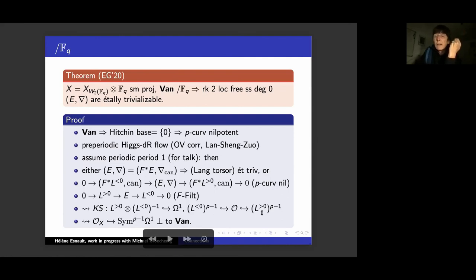And similarly, the p minus first power of the inverse of this one, I apologize, is going to have a section. So that means that this map here, which is given by the Kodaira-Spencer class, when I take the same p minus one power of it, it yields a section of Sym^{p-1} of Omega^1, which is a contradiction to the assumption of vanishing here. Okay, so consequently, I cannot have the second variant here. And consequently, I have the first one. So I have the Lang torsor, which trivializes the connection.